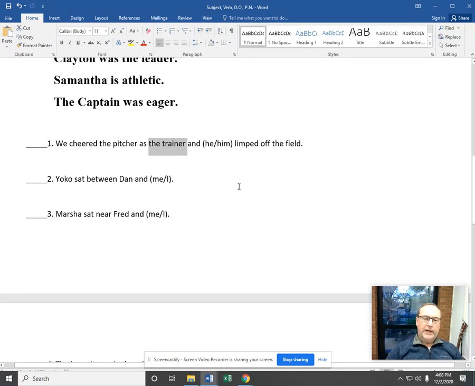But for some reason, when we add another person, we get confused and we start using the wrong pronoun. But the trick is to leave the other person out and you have your answer. So let's apply that to the next example.